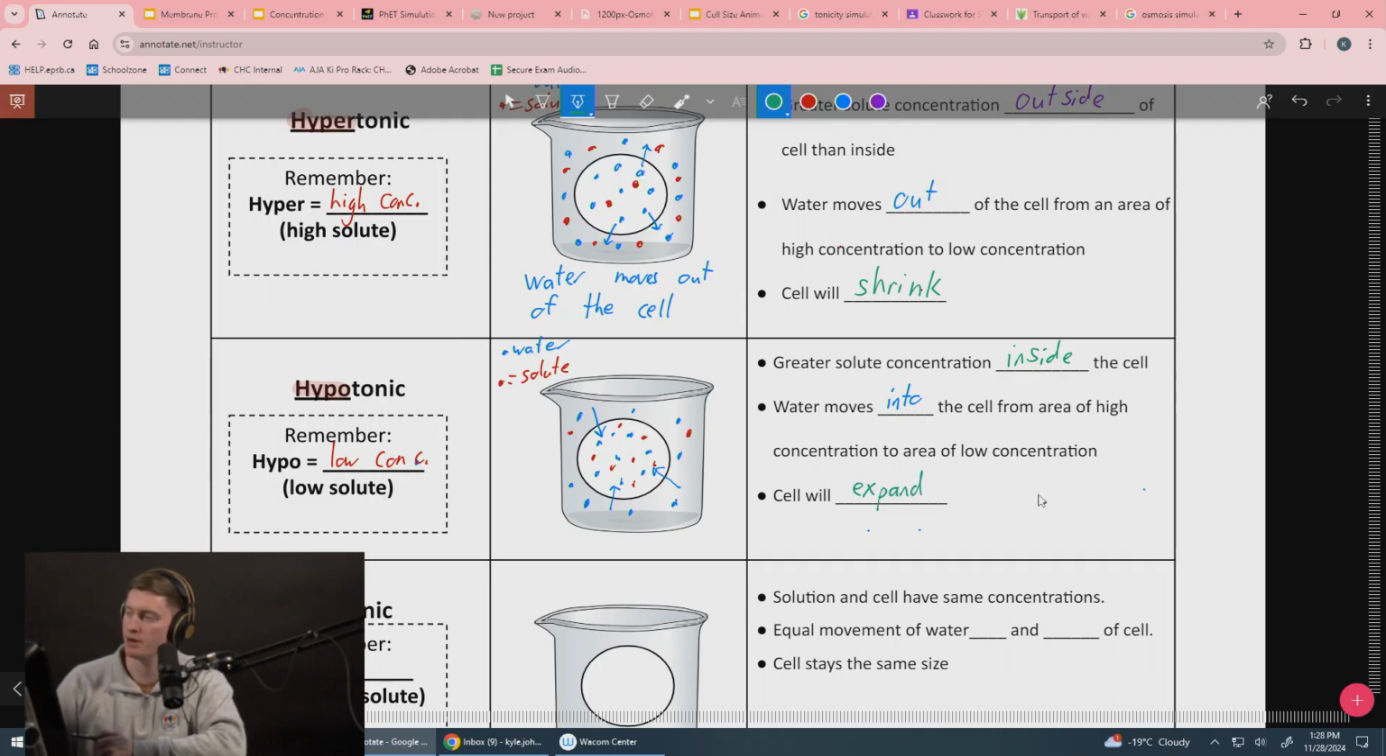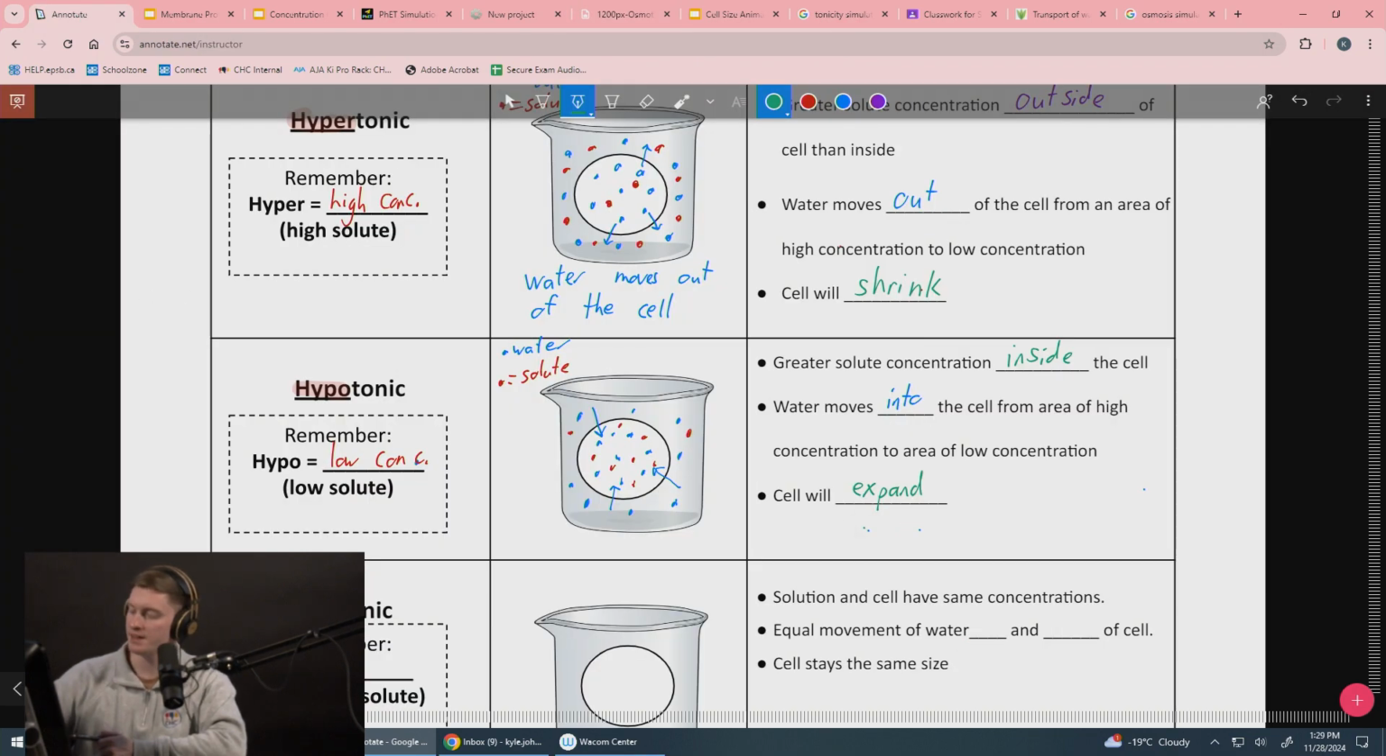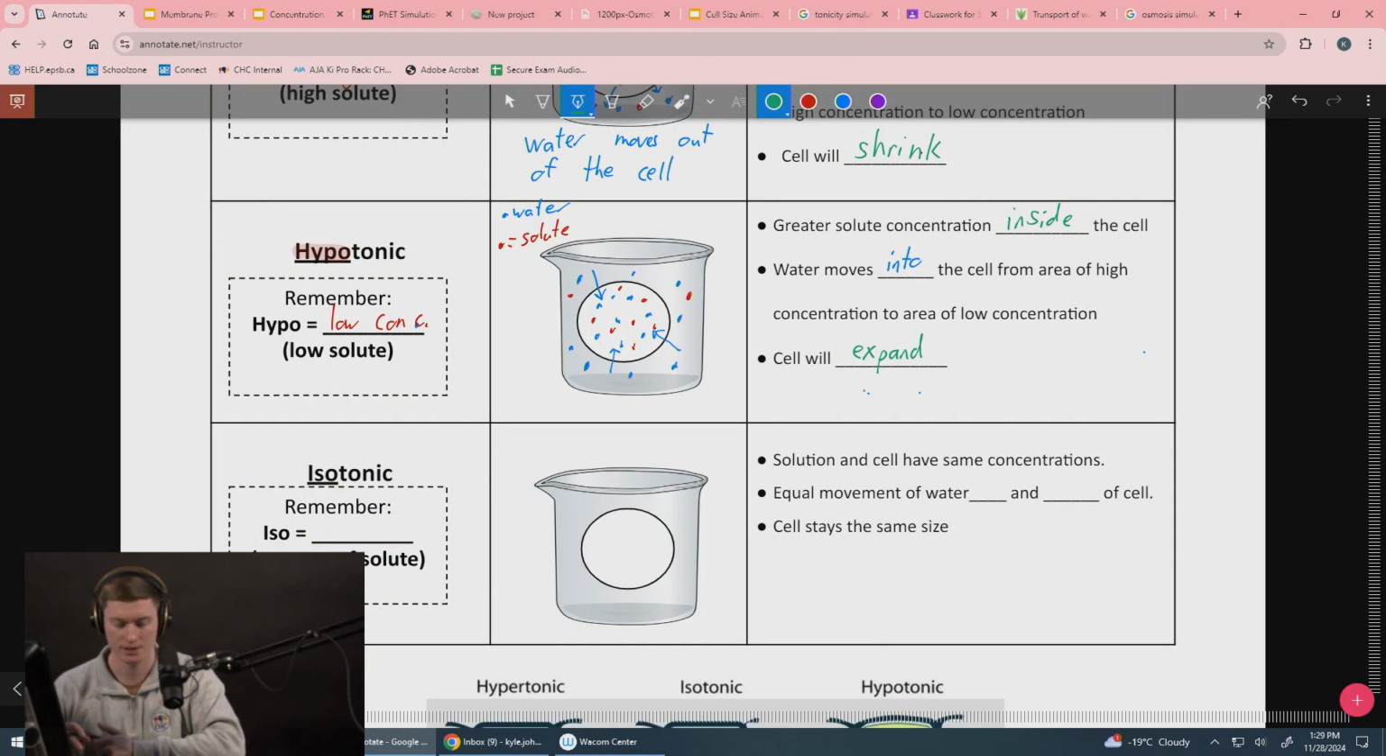So if I go back to my picture here of these blood cells, the cells are expanding as water moves in. The threat here is that the cell might burst if too much water moves in, which is what's happening in this picture right here. Finally, we have isotonic. Iso means the same solute concentration. So an isotonic solution will have the same concentration.